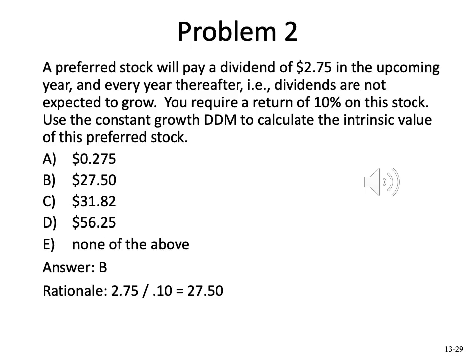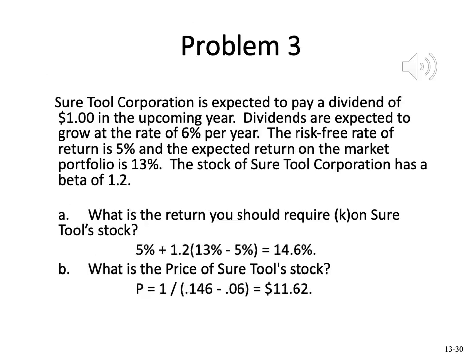We are going to use the no growth stock valuation, which is D1, $2.75 divided by the K, which is 10%, $27.50. Equity Chap013 is expected to pay a dividend of $1. So expected payment, which is D1. Dividends are expected to grow at 6% a year. So G equals 6%.